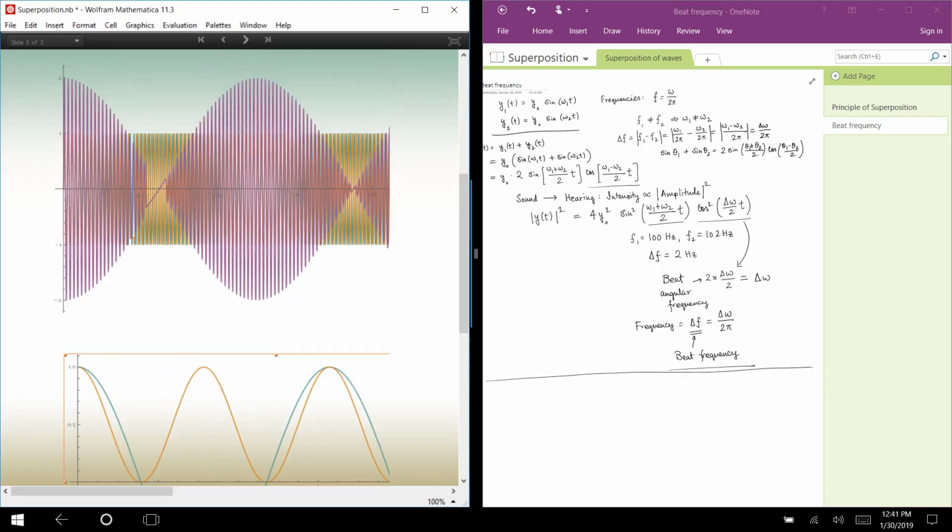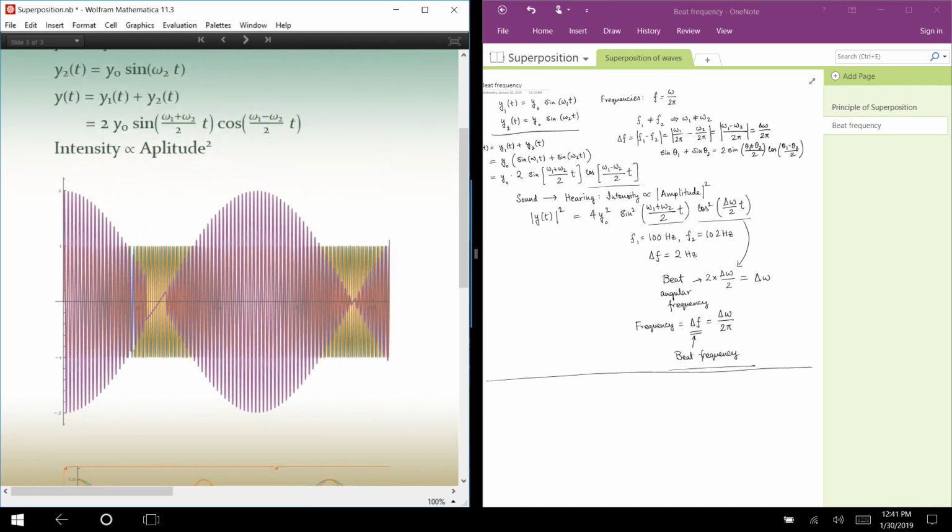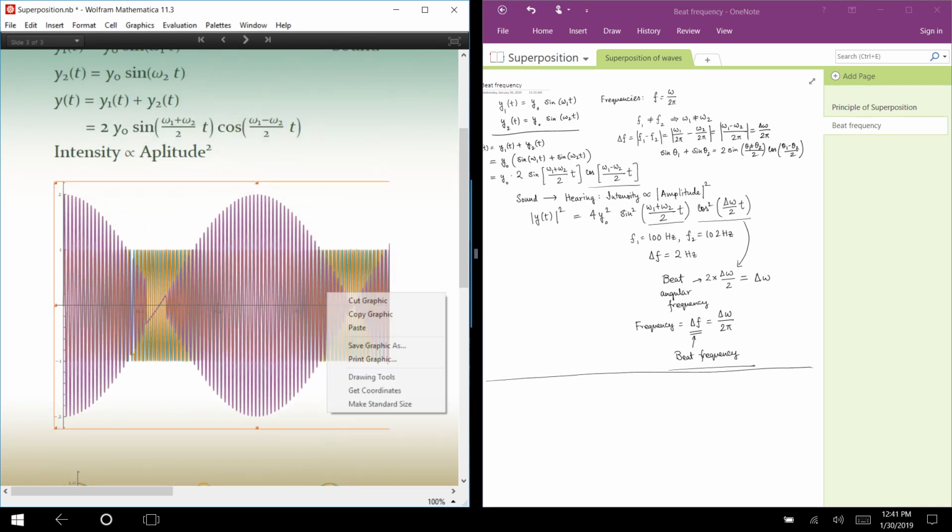All right, so that's it for beats. We are going to continue this discussion with traveling waves interfering with each other to form standing waves. So the next topic of discussion will be standing waves.